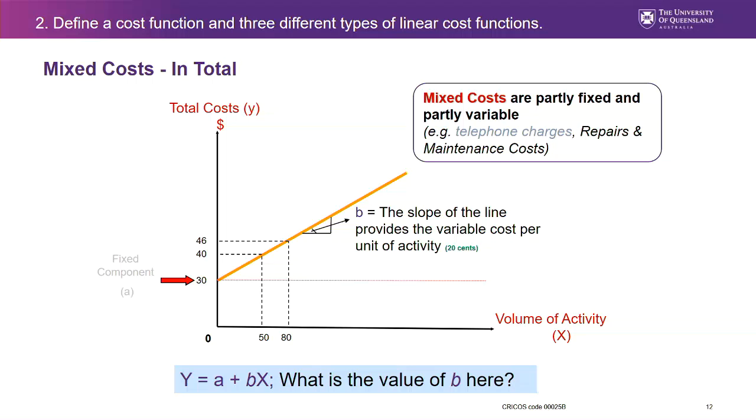An example of a mixed cost might be your mobile phone charge, where you pay a monthly fee and you're charged for extra calls as you make them. So the monthly fee is the fixed part of your mixed cost, and the extra charge for extra calls is the variable part. All good?